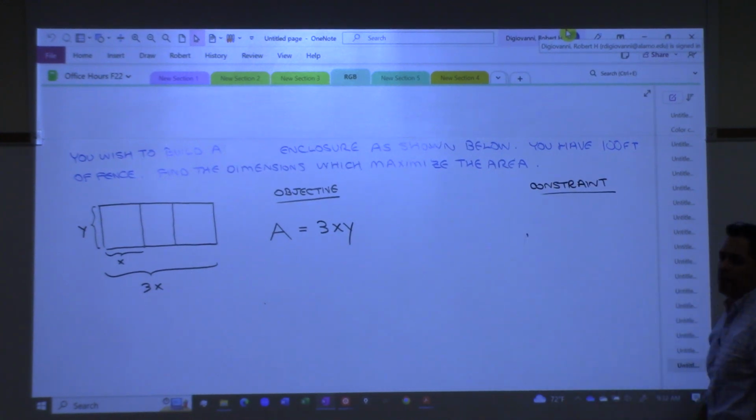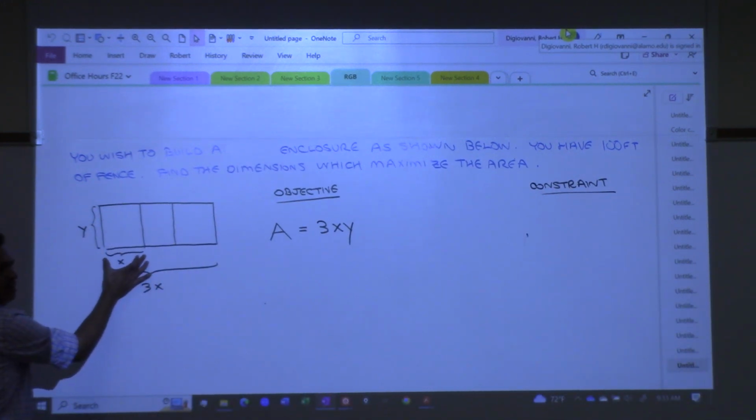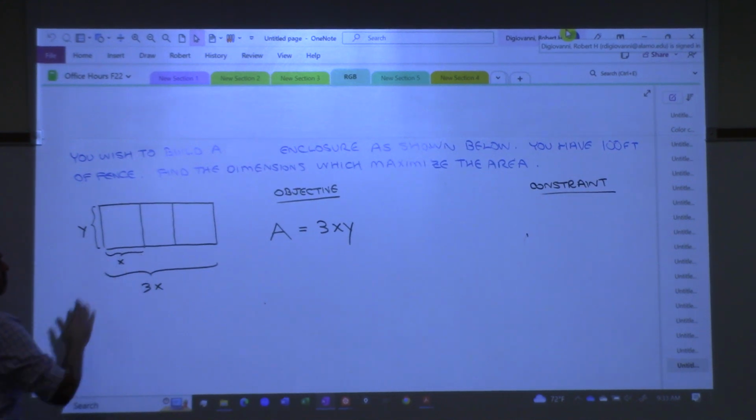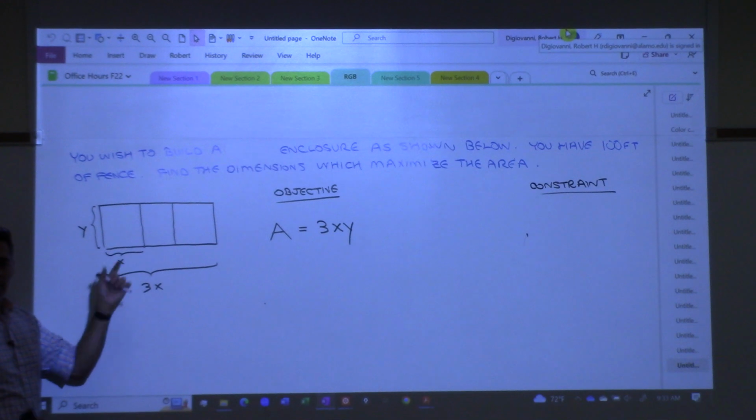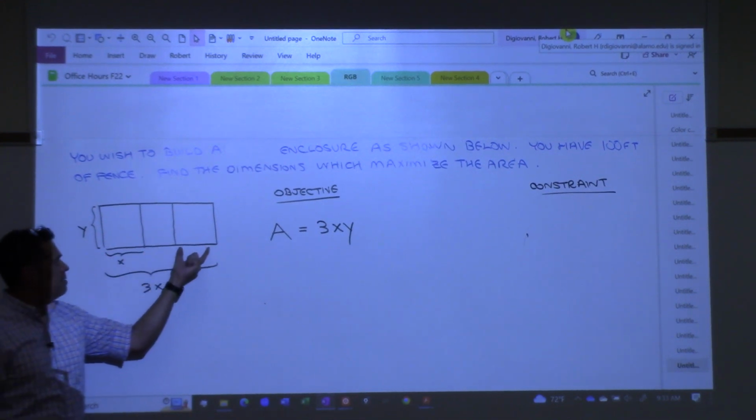The constraint here is what? Is it the same constraint as last time or no? Isn't it different? How much fence do you use to build that piece? How much of your 100 feet are you going to use to build this? Well, what are we calling this distance? X, right? How much are you going to use to build that? X. How much to build this?